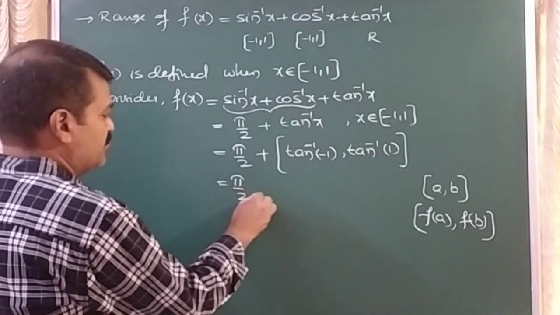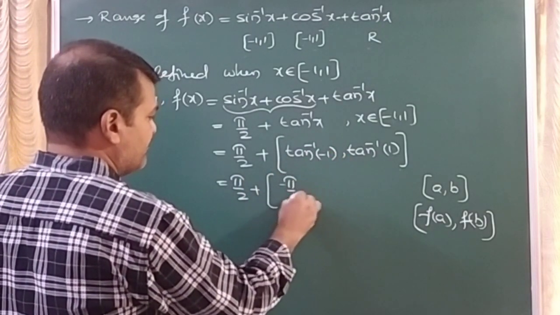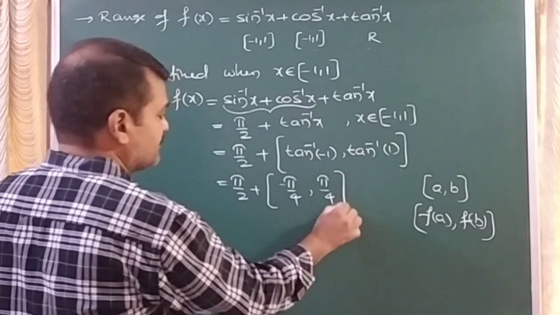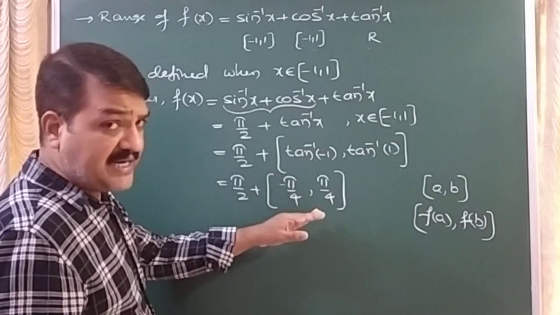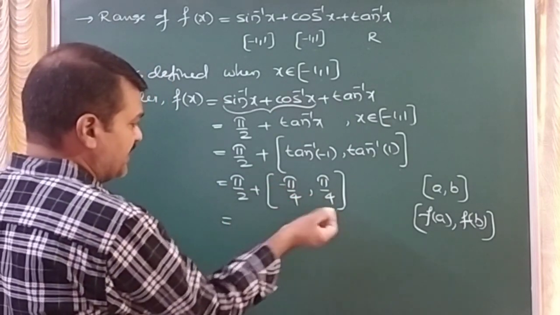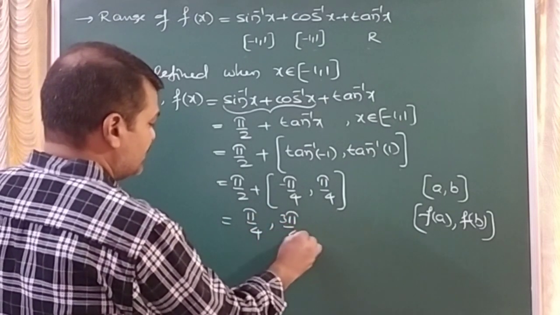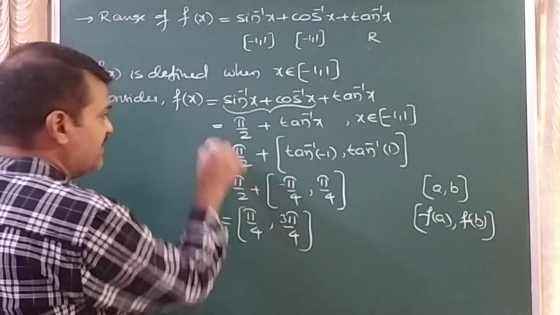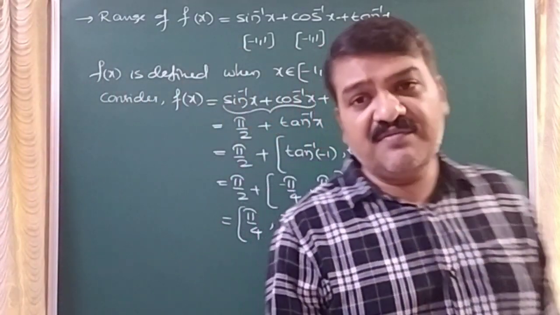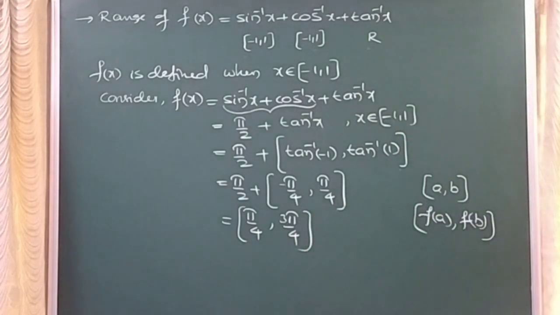So pi by 2 plus tan inverse of -1 is minus pi by 4. Tan inverse of 1 is pi by 4. Now pi by 2 we have to add, no? So add pi by 2 to this interval. When you add pi by 2 to this interval, you will get pi by 4, 3 pi by 4. This is the range of the given function f of x. So the range of the given function f of x is pi by 4 to 3 pi by 4.